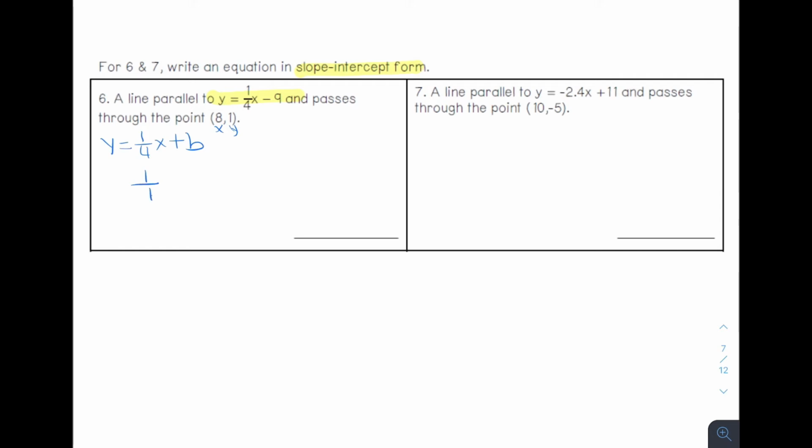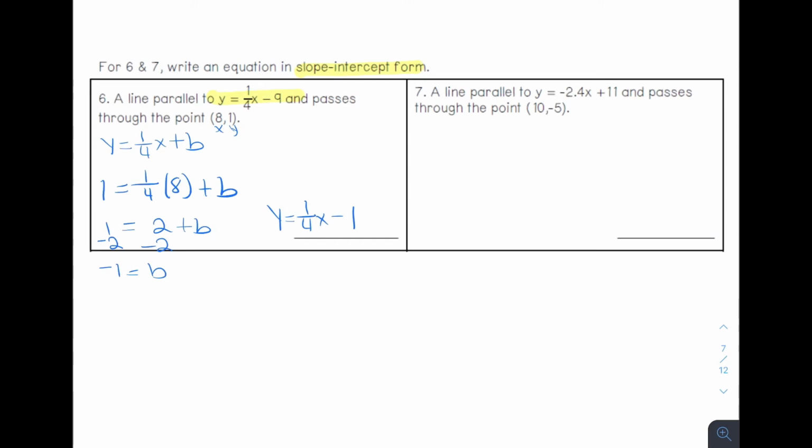So I'm going to go ahead and do 1 over 4 times 8, because 8 is my x, plus b, because that's my y-intercept that we're trying to solve, equals 1, because 1 is y up there. Just solve it like you normally would. And for b, I got -1, which is the same thing as your y-intercept. So you go ahead and complete your equation, and it should look like this.